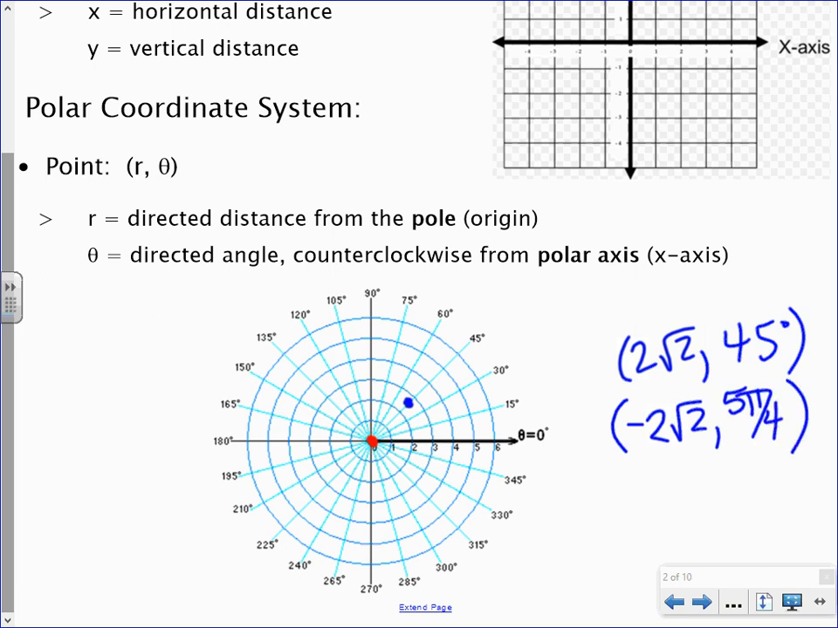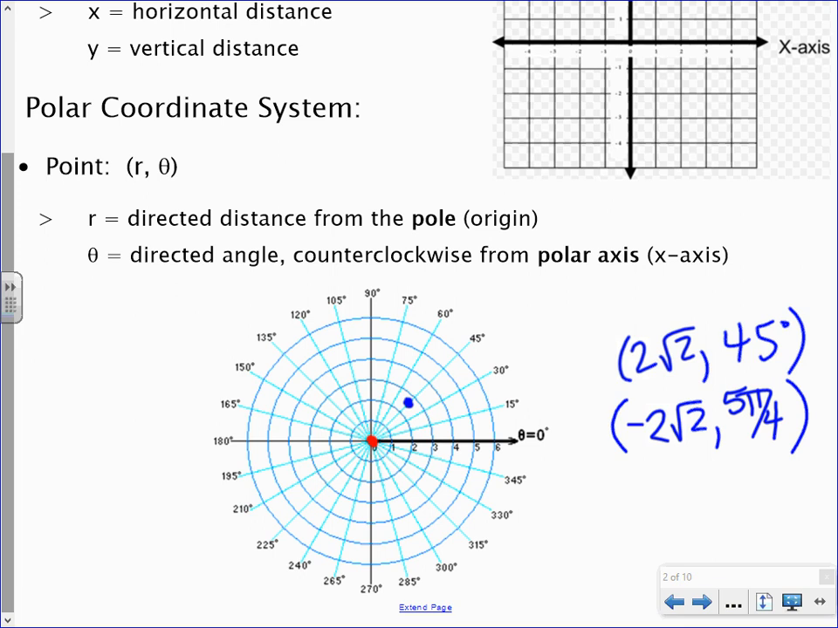Thank you. What does it mean if we have a negative r? You go backwards. So if we were to rotate to 5 pi over 4 and then walk backwards radical 2, we would be in the same place. Okay, it is possible to have a negative r value. It just means you're moving backwards before you rotate.